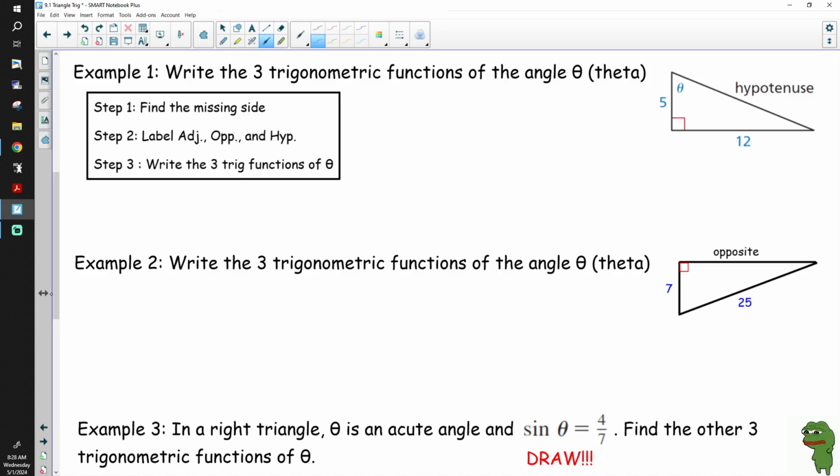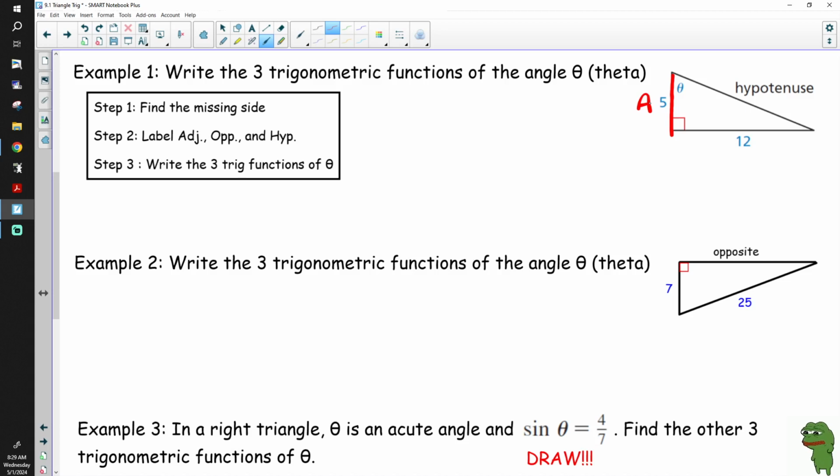So if we take a look at our triangle in example 1, we have our theta in the top left here. We know it's a right triangle, and they gave me two sides. Which of my two sides do I know? I know the adjacent side and the opposite side. The adjacent side is which one? Which side touches theta? Oh, 5. This is our adjacent side.